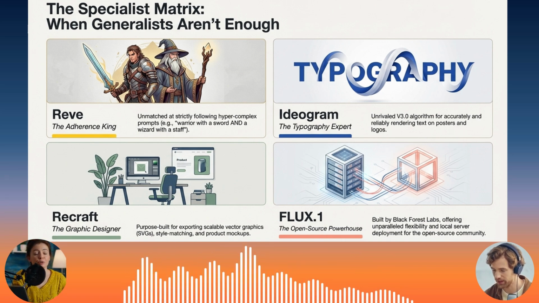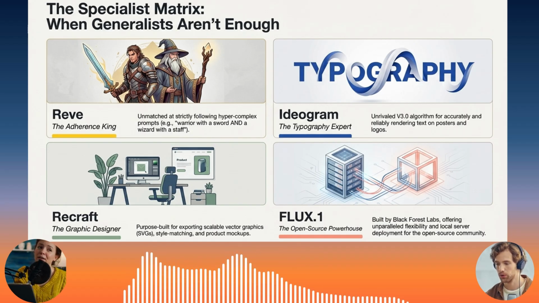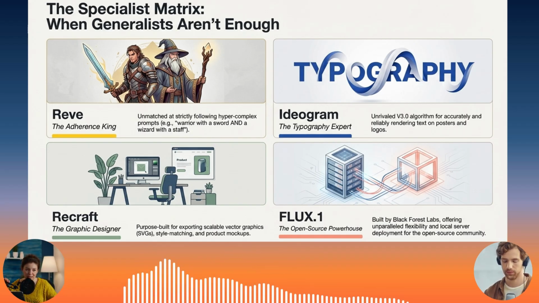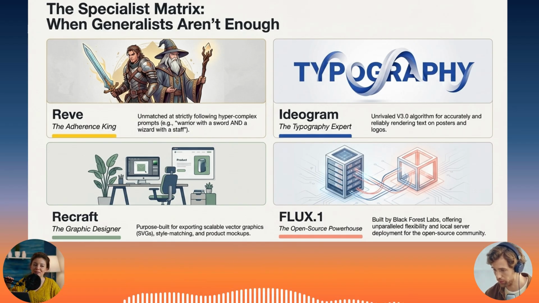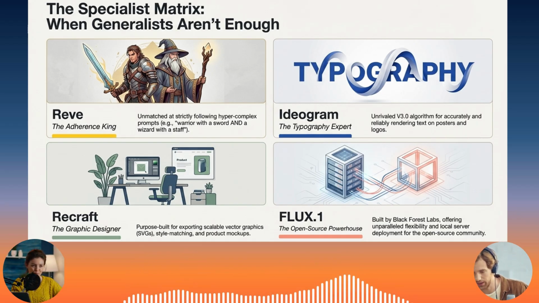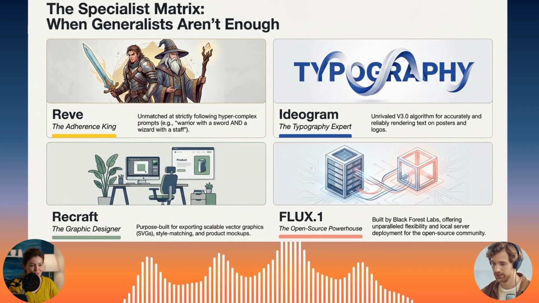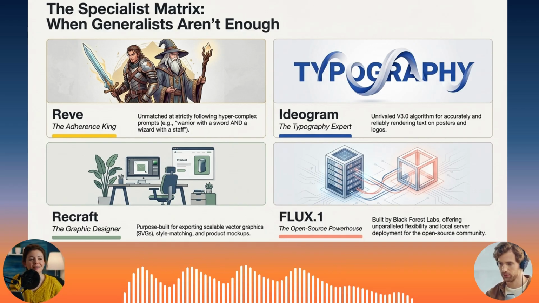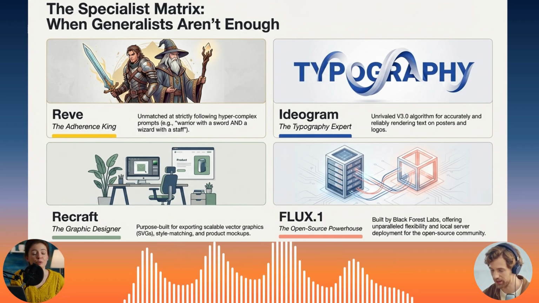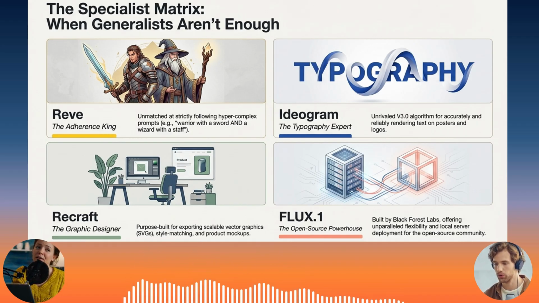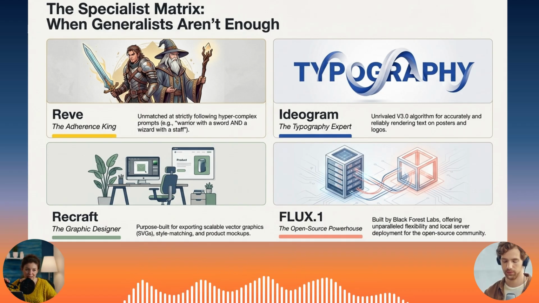It can natively generate scalable vector graphics. It doesn't just make pixel images. It makes infinitely scalable design files and stunning product mockups. And we cannot forget FLUX either. The report lists FLUX as the open source powerhouse. Yes. It was actually built by the original team behind Stable Diffusion, and it gives developers ultimate customization.